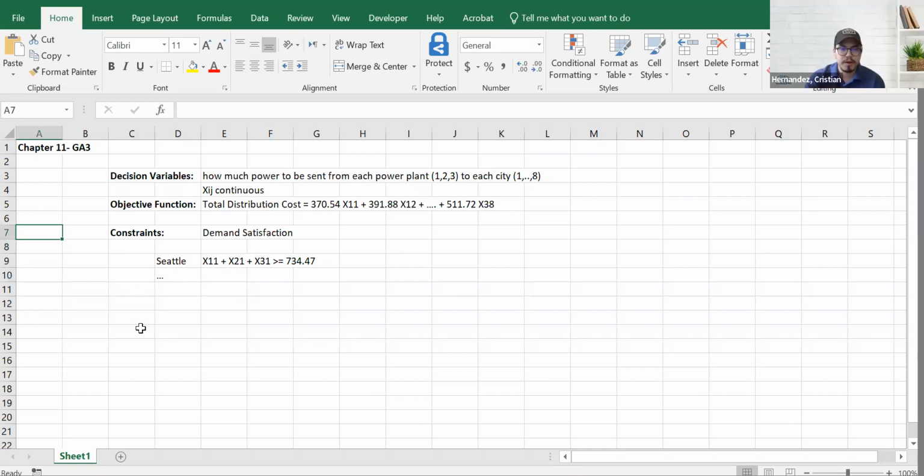Would it just be the sum of the power put out by each power plant and then restrict it? You got it, Christian, yes.